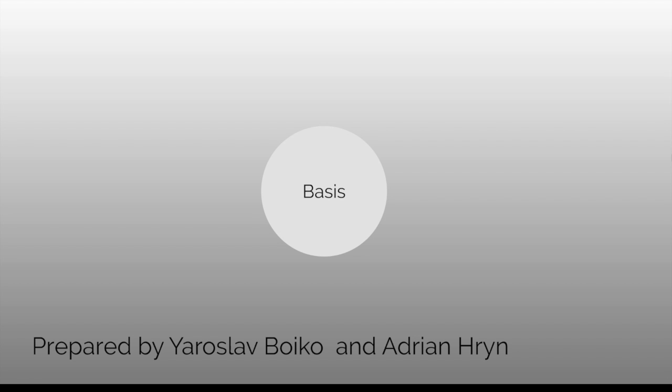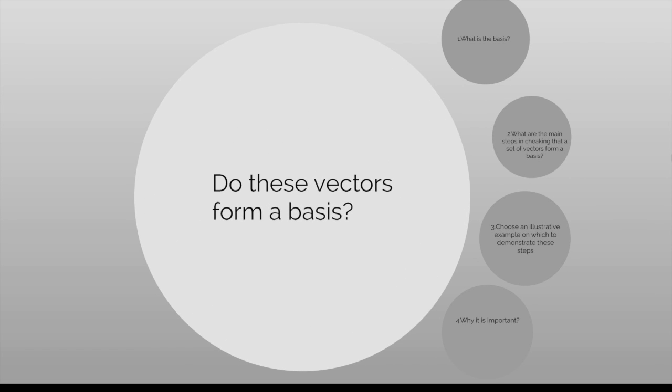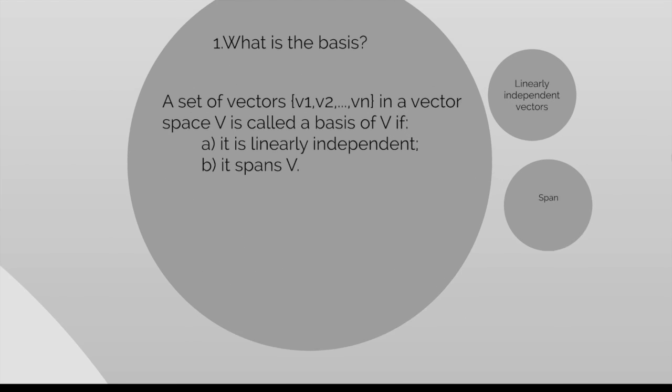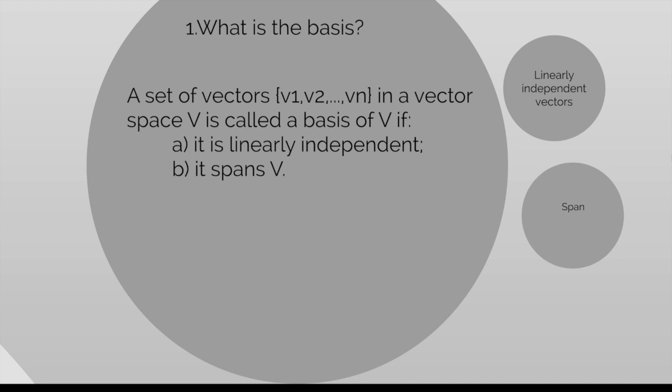Hello everyone, today we talk about bases. Do these vectors form a basis? First of all, we determine what it means, basis. A set of vectors in a vector space V is called a basis of V if it is linearly independent and it spans V.